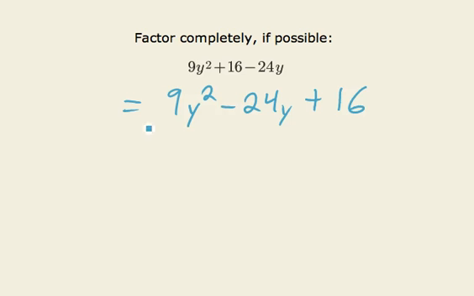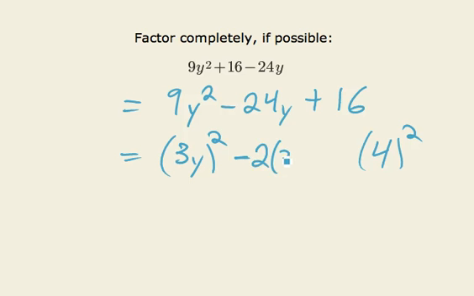squared, 16 is something squared, so I could rewrite this as 3y squared. I could rewrite that as 4 squared. And this middle term, look, I can rewrite it as negative 2 times 3y times 4, because 2 times 3 is 6, times 4 is 24, times y is 24y, negative.